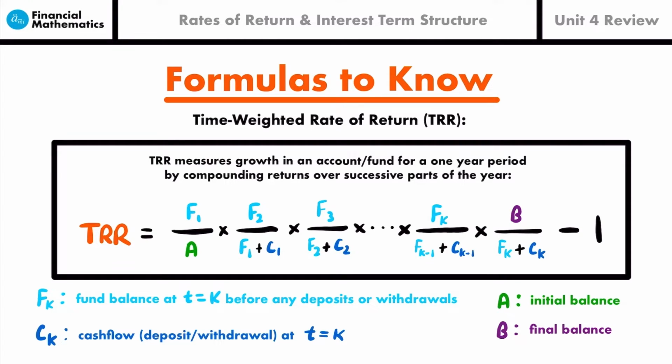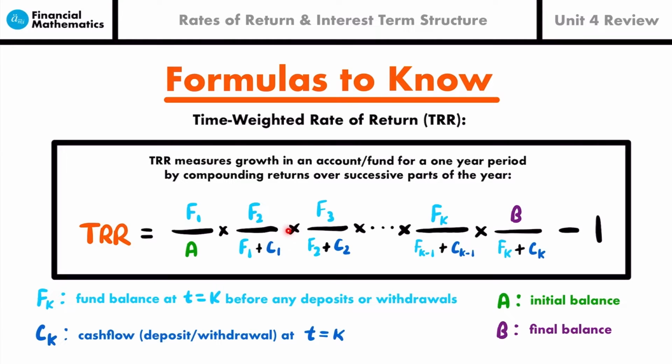And so the way you calculate the time-weighted rate of return is you take the first reported balance, which is the first reported amount after the initial balance, which we represent with A. So A is the initial balance of the account at the beginning of the year. You take the first reported balance divided by that initial balance, and then you multiply by the next reported balance divided by the previous reported balance plus any cash flows, meaning deposits or withdrawals, at that time. Notice that the times here match up. We have F sub 1 plus C sub 1. So you add or subtract any deposits or withdrawals at the time of that reported balance, and that's what's in the denominator of this fraction.